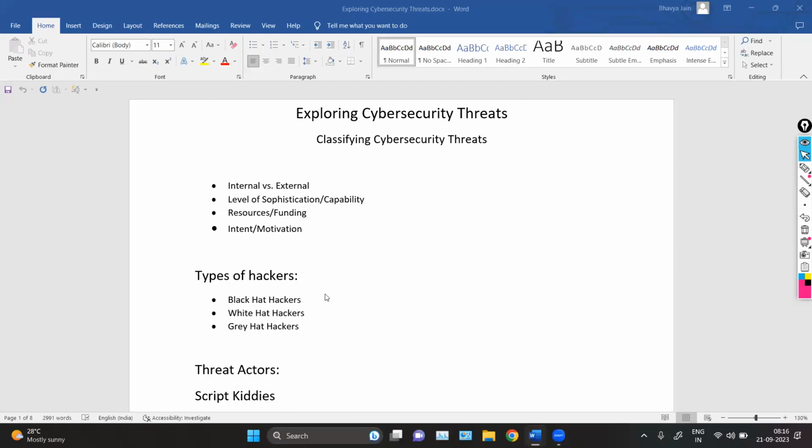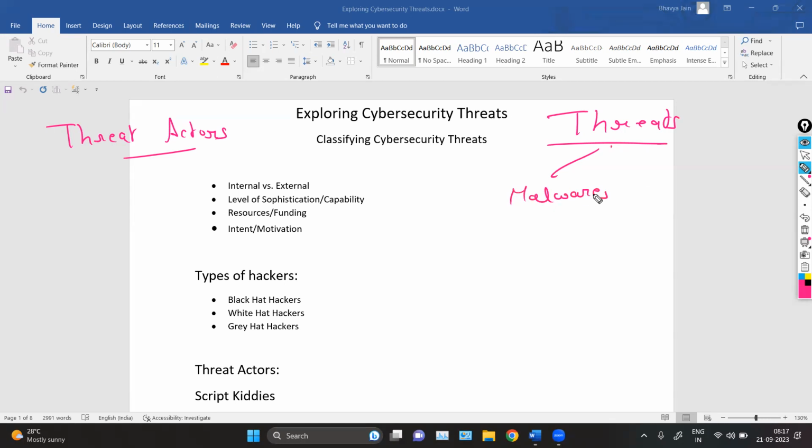Yeah, so in this session, we will start with the threats and threat actors. So, what are these threats? We have these threats, and on one side, we have the threat actors. Threats are anything which can harm your system. For example, they can be malware, any kind of attacks, any kind of exploits, any kind of payloads, anything.